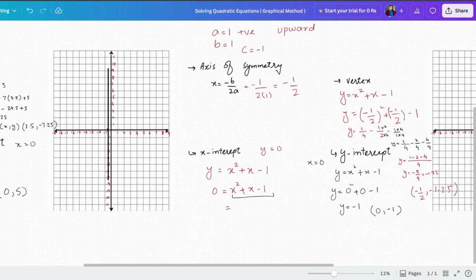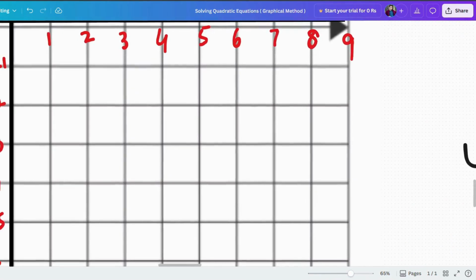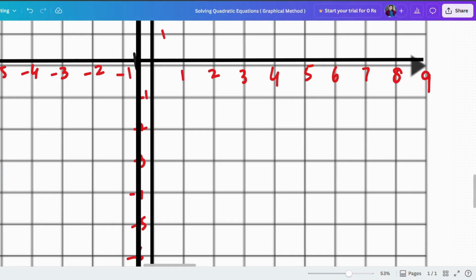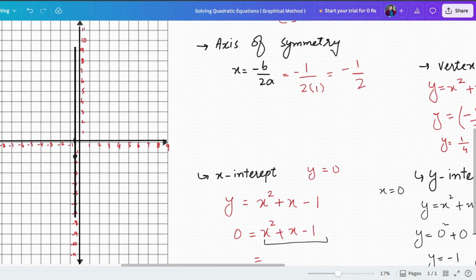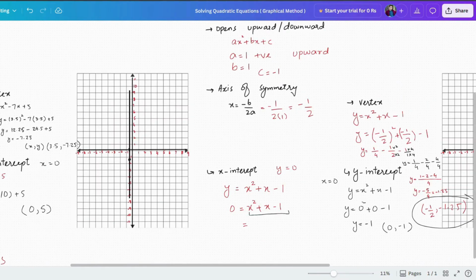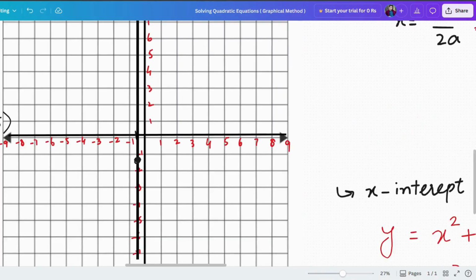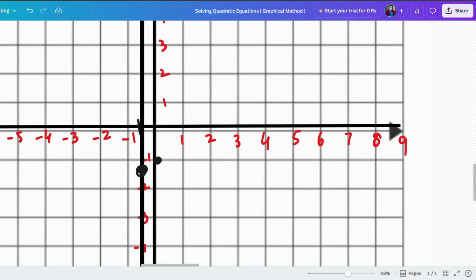So now where should be the vertex? Vertex should be at negative 0.5, because this is where the point of vertex is, negative 0.5 and negative 1.25. X is negative 0.5 and y is negative 1.25. If y is negative 1.25, it means that the point should be somewhere at this place, right? This is where the vertex should be. Okay, now what's the value of y-intercept that I've got? The y-intercept is at x is 0 and y is negative 1. So the y-intercept is exactly at this point. All right, this is where the y-intercept is lying.